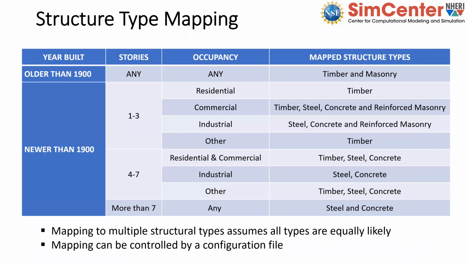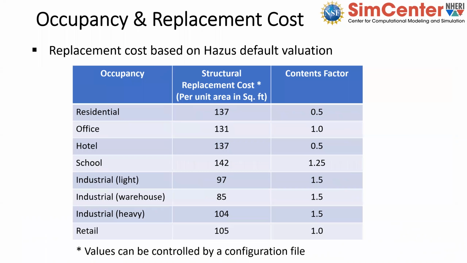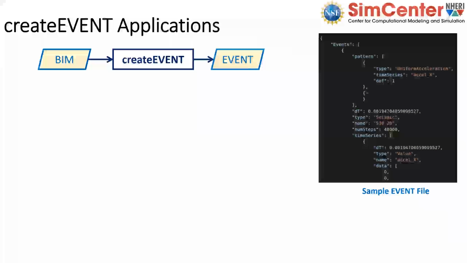And in some of these cases, the mapping is done to more than one structure type. In these cases, structure type becomes a random variable and it gets sampled, and it will be assumed that all of these types are equally likely. Another assumption that goes into creating this building information model is the replacement cost. It's currently in this application based on the Hazus default valuation, which actually comes from RS Means. And basically the way they do it is they specify the replacement cost per unit area in square foot, depending on the occupancy, and they have a factor for the contents. So the contents replacement cost is a factor of the structure replacement cost, basically. And again, these values are the default, but they can be controlled by a configuration file.